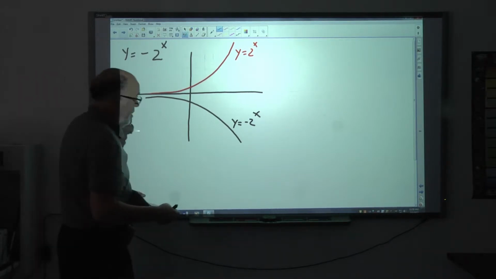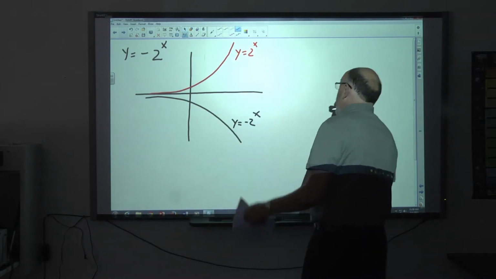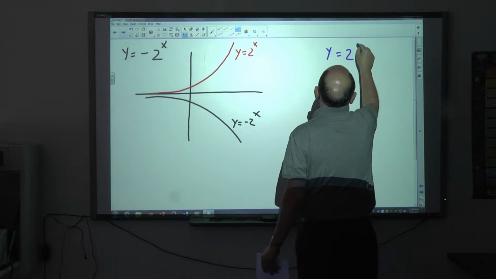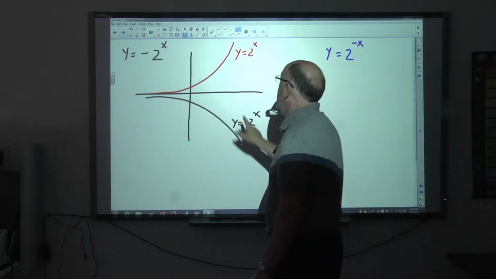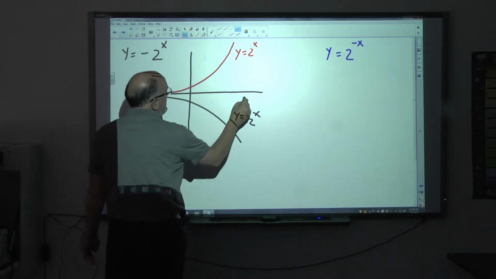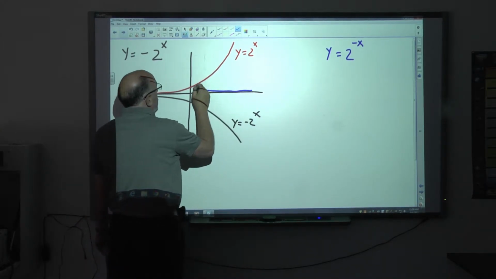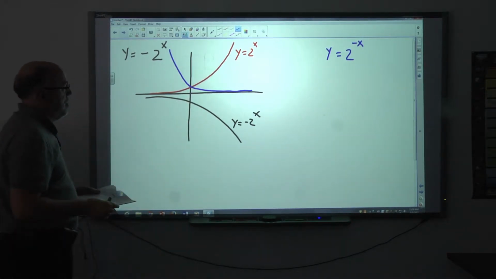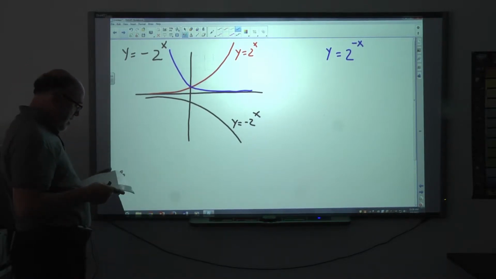Right? Well, then we ask, what happens if I graph this one? y equals 2 to the negative x. Well, it's going to take this shape and flip it, this time about the y-axis. So we can take our graph and flip it about the x-axis, or flip it about the y-axis.